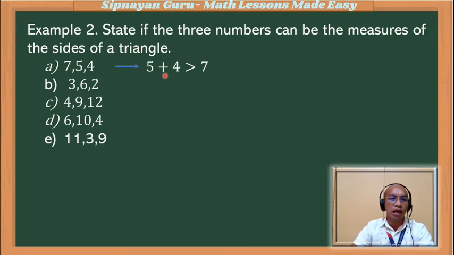In this case, we add 5 and 4, and the sum is equal to 9, which is greater than 7. So these numbers can be sides of a triangle. Or letter B, the two smaller numbers, 3 and 2.